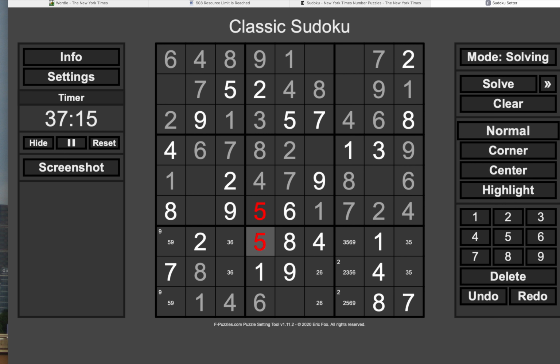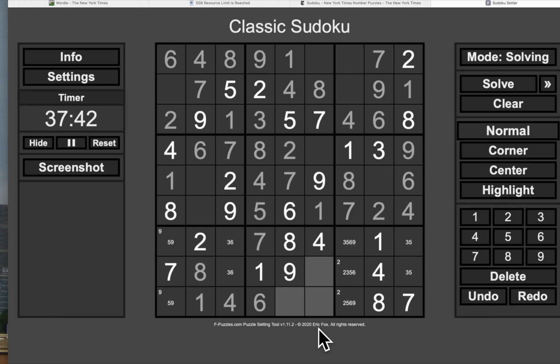And now we've repeated 5. No, that has to be 7. I can't type. No, these are 2. No. Okay, that can't be right. I can't have a 2 6 pair with a 6 already placed. Doesn't make any sense.